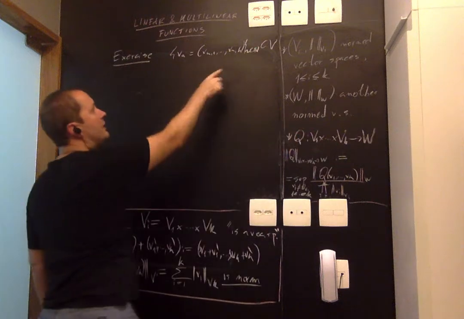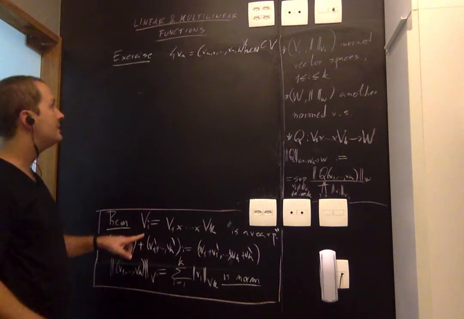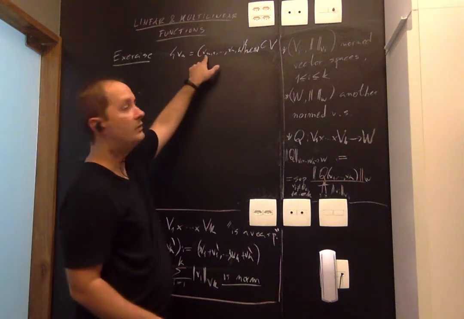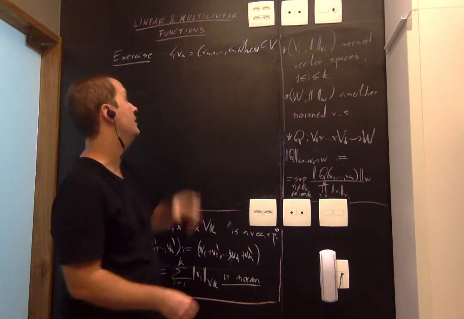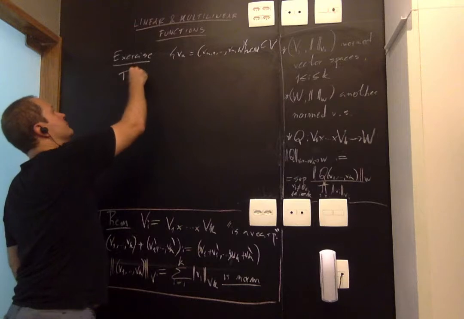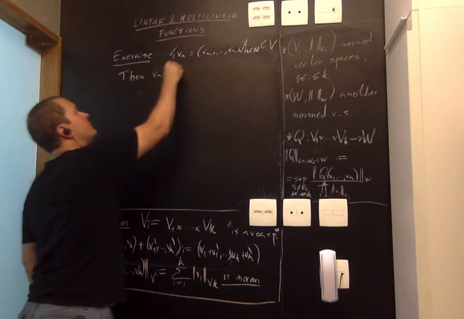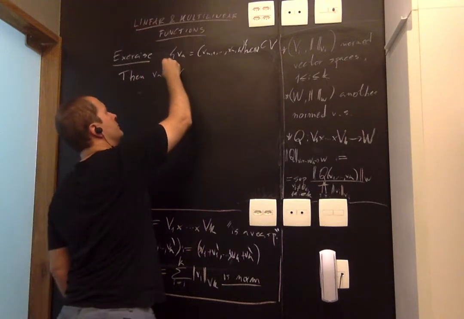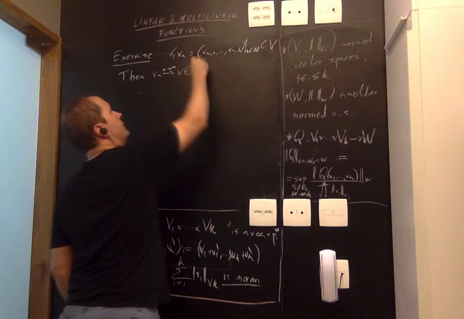I have a sequence of elements of V. Each one of these elements is a k-tuple, right? With coordinates V sub n1, up to V sub nk. And so Vn converges to V according to this norm, where V is an element of capital V.